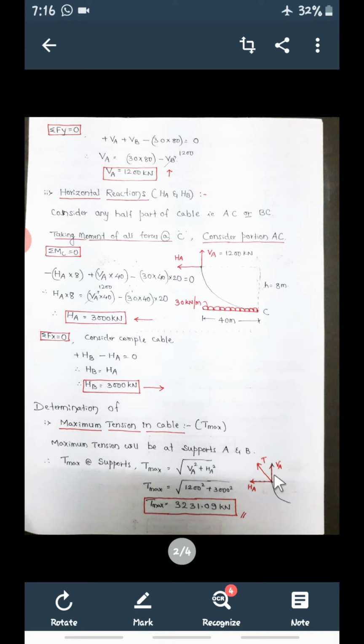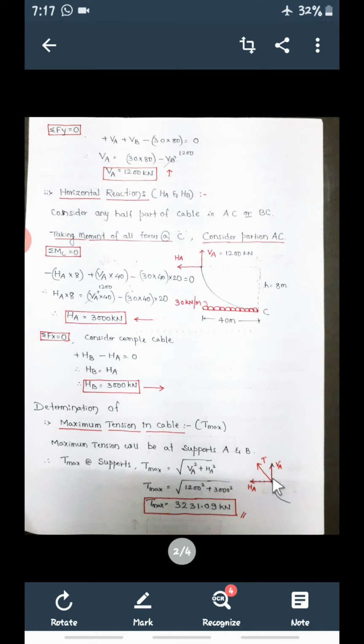So this is T, and this will be VA and this will be HA. Okay, I want the maximum tension at the support in the cable. So maximum tension T max is equal to, now see, this is nothing but the resultant. How will we find the resultant? It is the square root of VA square plus HA square. So T max is equal to under the root VA square plus HA square. So substitute the VA value, substitute the HA value, we can get T max, that is 3231.09 kilonewton. So this is the maximum tension in the cable at support.